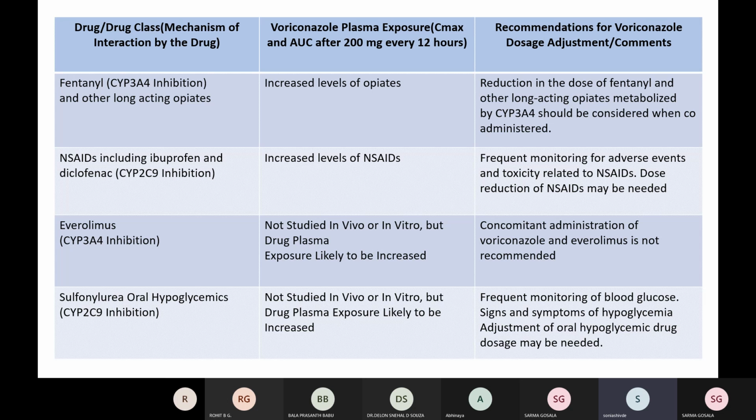Sirolimus we have already seen is contraindicated, but even everolimus, concomitant administration of voriconazole and everolimus is not recommended. Coming to another common drug class, sulfonylureas or oral hypoglycemic agents, frequent monitoring of blood glucose, chances of getting hypoglycemia are very high. So adjustment, not just reducing the dose of oral hypoglycemics, is warranted. Better we can switch the patient to Actrapid or Insulatard, that is regular human insulins, and we can better control the sugars rather than throwing the patient into a bad hypoglycemic episode.